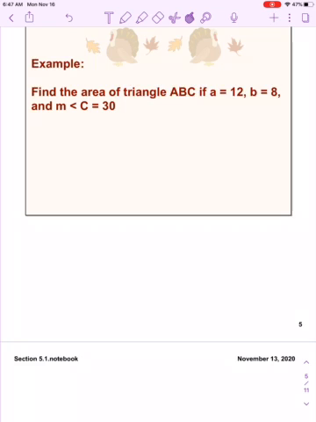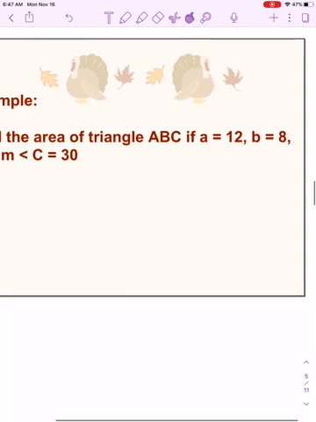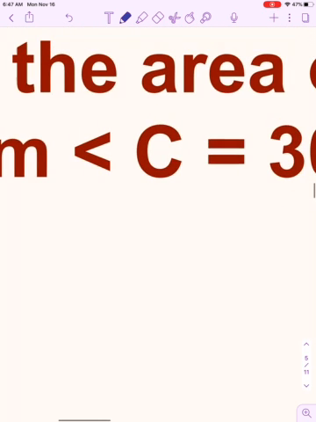So it says find the area if little a is 12, little b is 8, and the measure of angle C is 30. So you know you have the right information because none of these letters match, and you have two small letters and one big letter.